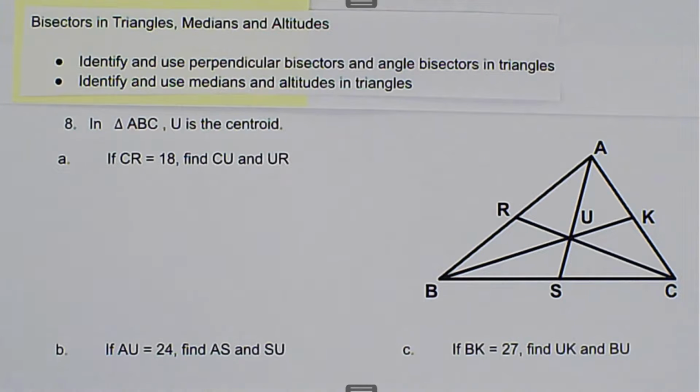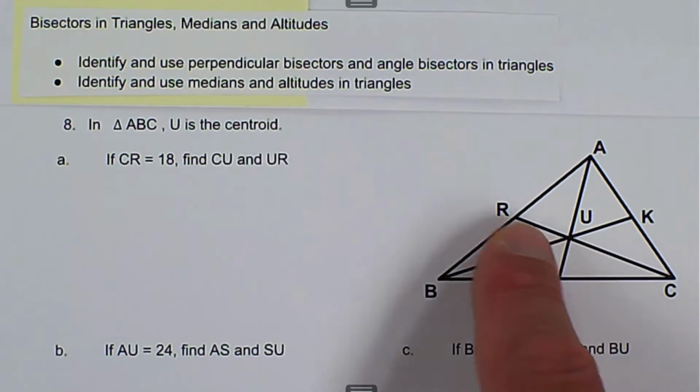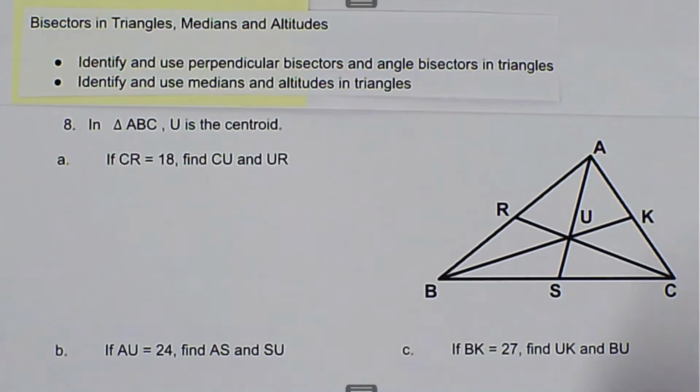We are talking about bisectors and triangles, medians and altitudes, and we want to identify and use medians and altitudes in triangles. So example 8. In triangle ABC, U is the centroid. So because U is the centroid, that means we have 3 medians.